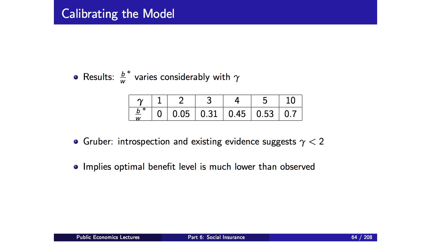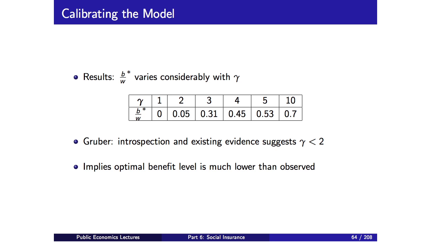Okay? So Gruber says in his paper, introspection and existing evidence suggest gamma less than 2. And I think that's plausible. So you remember when I was talking about the curvature and labor supply paper, I argued that given labor supply patterns, you can't really generate risk aversion much above 1. That would suggest that you're in this end of the spectrum here, right? Like very close to an optimal UI benefit level of 0.